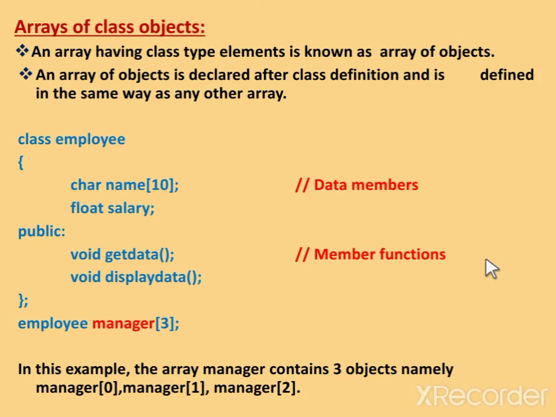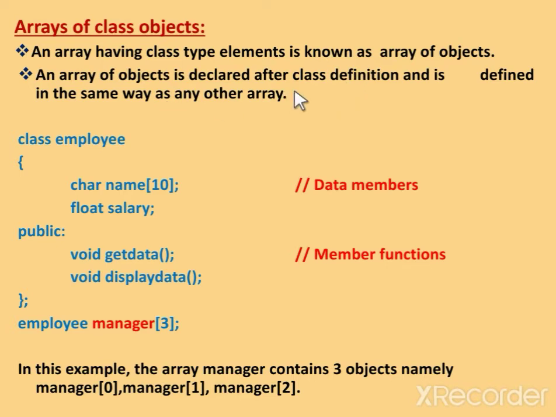Till now we have discussed how arrays can be members of a class. Now let us see how an array of objects can be declared. An array having class type elements is known as an array of objects. An array of objects is declared after the class definition and is defined in the same way as any other array.